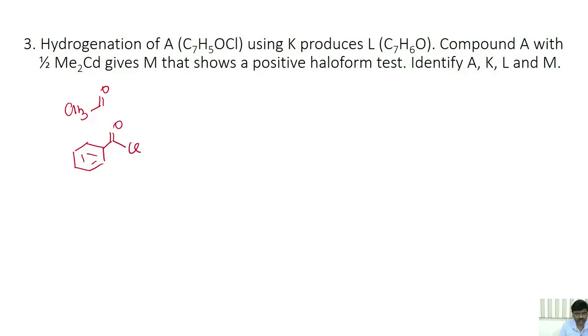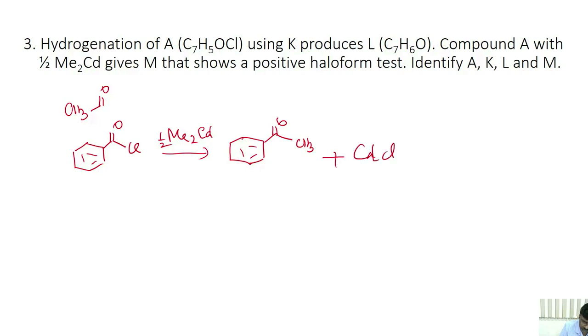When you react benzoyl chloride with dimethyl cadmium, you will be able to form acetophenone. You need here 0.5 equivalent of dimethyl cadmium, and cadmium will be converted into cadmium chloride. It is a mild reagent, it will not react further with this acetophenone.